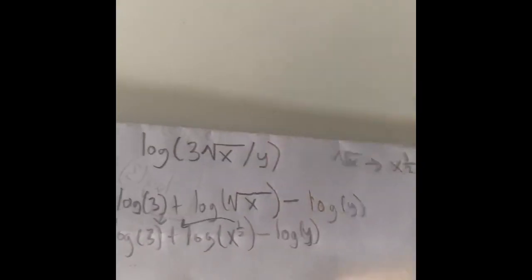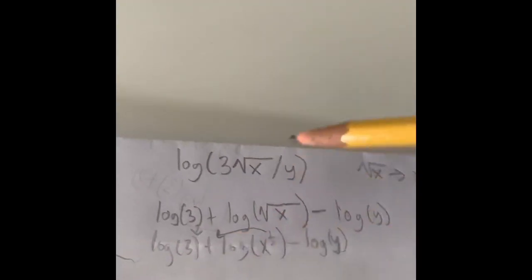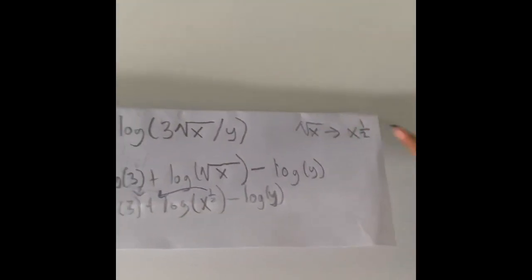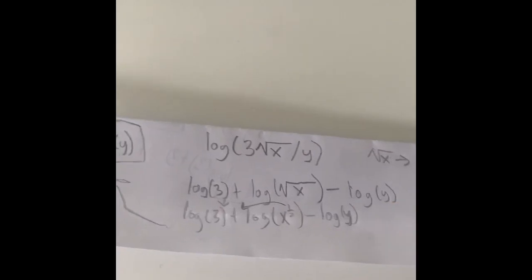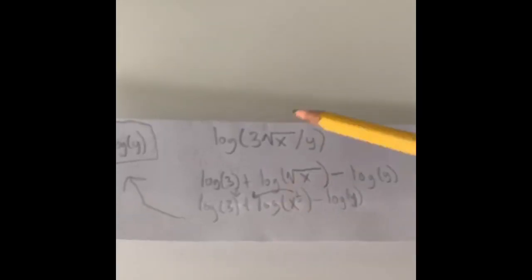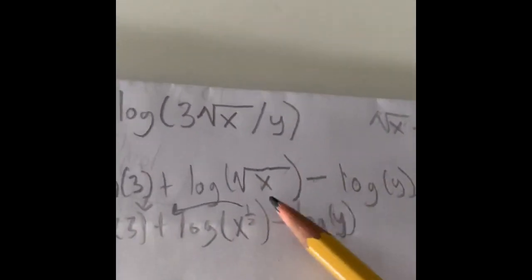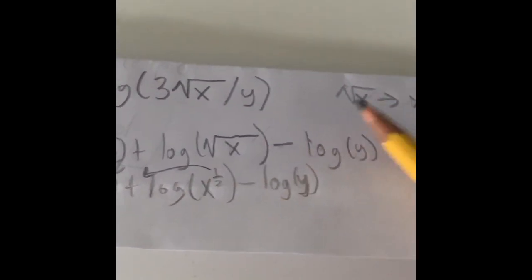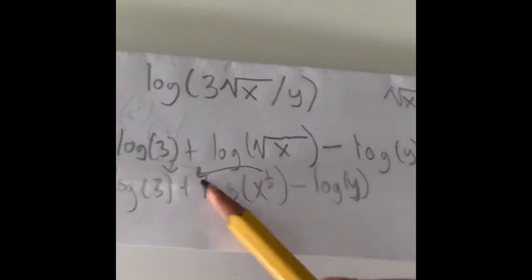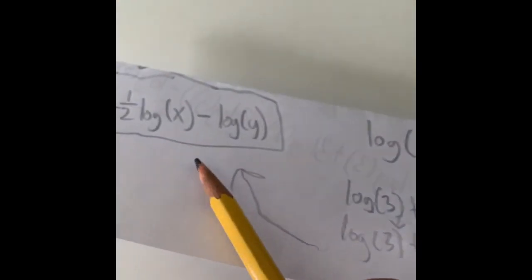You could have other cases like the cube root, the 4th root, and then the 5th root, blah, blah, and it would be 1/3 for the cube root, 1/4 for the 4th root. You get the idea. So yeah, that's basically all. You got to make sure your exponents are flipped to the front to make a coefficient, like here, x to the 1/2, because the square root of x is x to the 1/2, basically. And that 1/2 comes to the front, so it's 1/2 log x. And yeah, that's expanding logs.